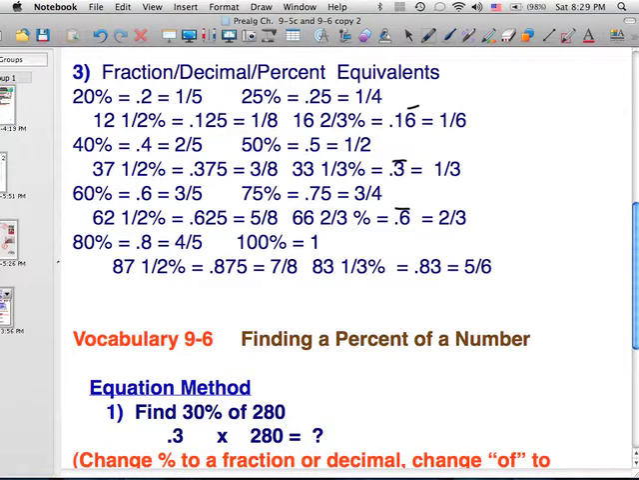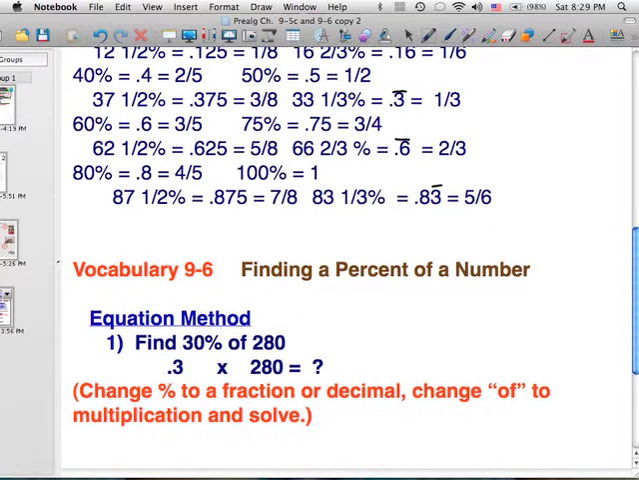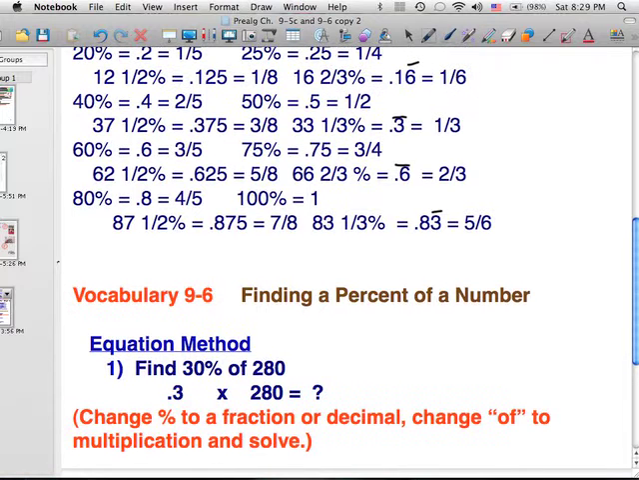87.5% is 0.875, which is 7/8, and 83 1/3% is 0.83 repeating, which is 5/6. So if you know your decimals and your equivalent fractions, you also will be able to figure out your percents.